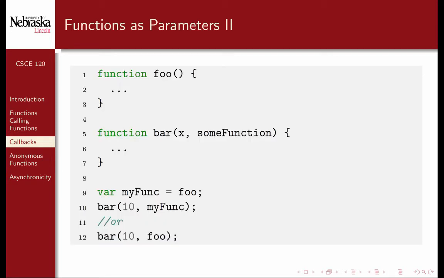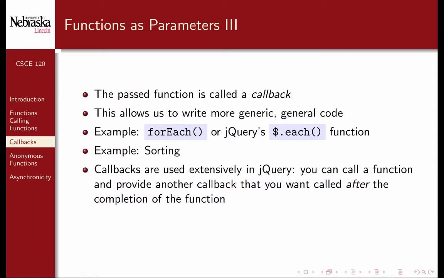Here we've got a function foo and a function bar. Bar takes two arguments, a value x and some function as a parameter value. We can create a variable called myfunc and set it equal to foo. This variable is actually holding the function foo as a value rather than a traditional number or string. We can then invoke bar by passing in that variable, myfunc, or we can pass the function foo directly. When you do something like this, the passed function is usually referred to as a callback.